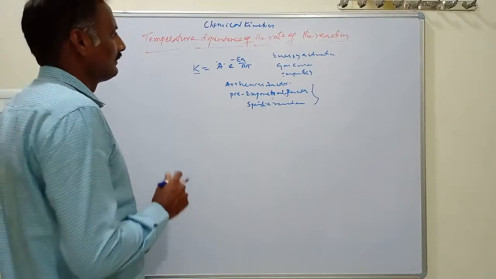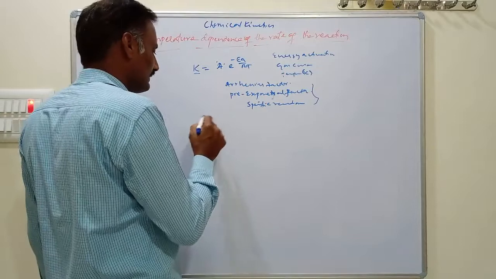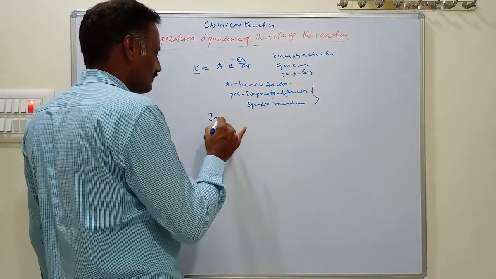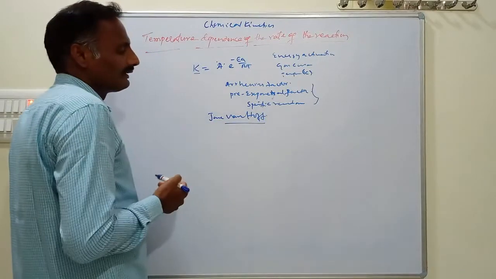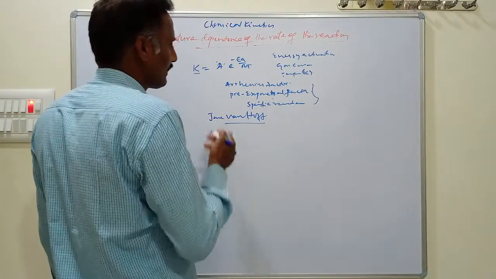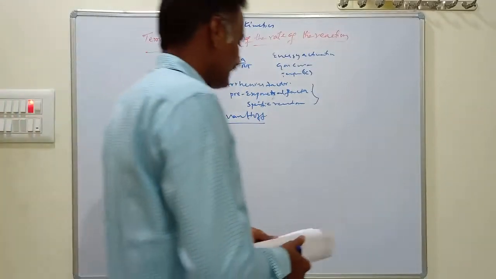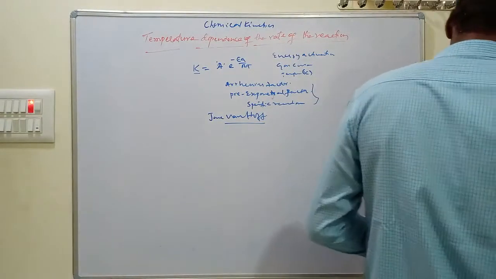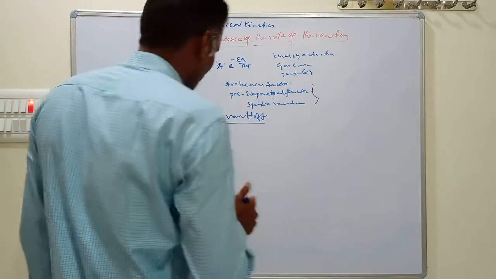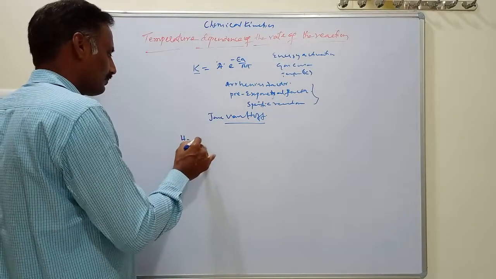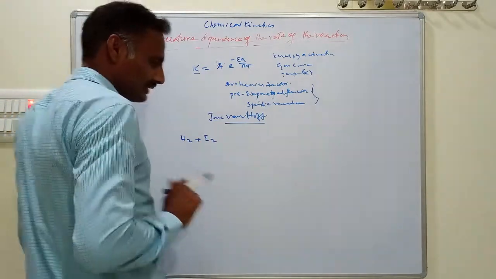The temperature dependence of reaction rate was first studied by the Dutch chemist James Van 't Hoff, but the physical justification and interpretation was given by Arrhenius. This is called the Arrhenius equation. To understand the Arrhenius equation, let us take some examples, such as H2 plus I2 gives HI.